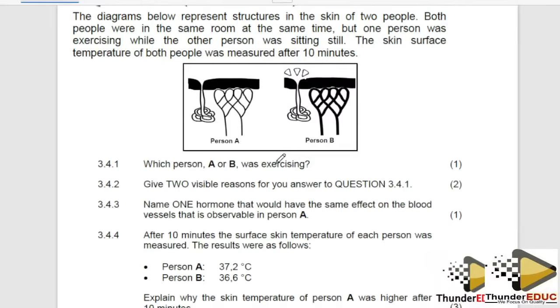Let's look at what we said. Here there is sweat, and the blood vessels here are wider, meaning there is vasodilation. So it's this one who was exercising. Give two visible reasons: production of sweat, and the blood vessels are wider. Give one hormone that would have the same effect on the blood vessels that is observed in A. In A, there's vasoconstriction. You see? If it is vasoconstriction, then definitely the hormone is going to be adrenaline.